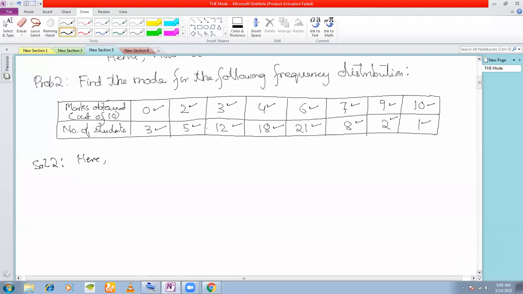So here, if you see the highest frequency among all, highest frequency is 21, right? And what is the corresponding observation? 6. So hence mode is equal to 6. So if a simple frequency distribution is given to you without class intervals, then it is very easy to calculate the mode. Just locate the highest frequency, and corresponding to that highest frequency, the observation that you get will be the mode.